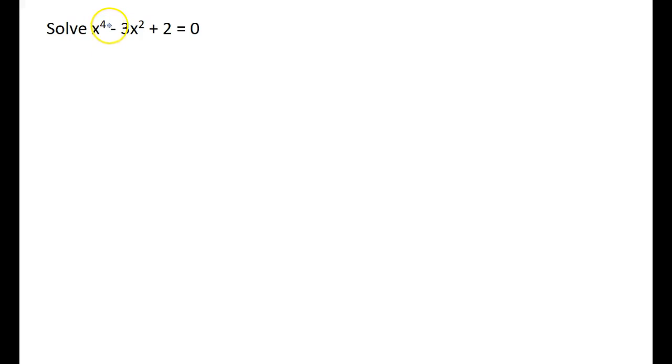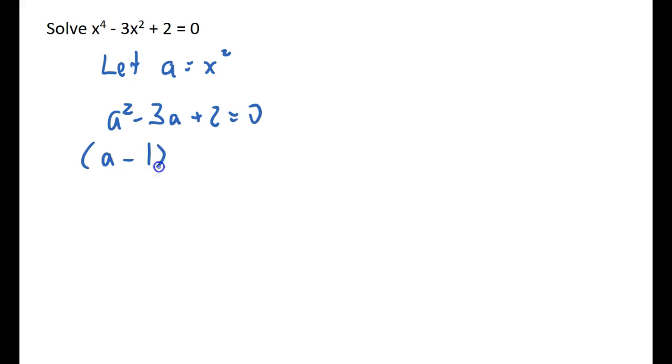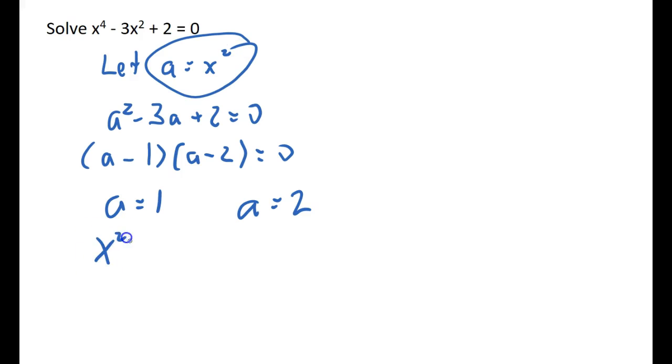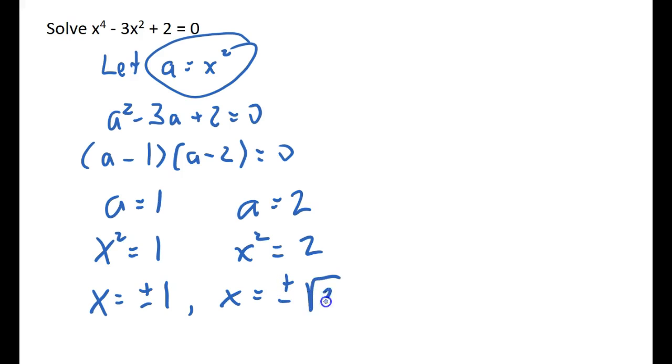Last one, you'll notice that this is the square of that, so it's in the quadratic form. We're going to let a equal x squared. That means this becomes a squared minus 3a plus 2, which factors into a minus 1, a minus 2. So a equals 1, a equals 2. But remember that a is actually x squared. So x squared equals 1, and x squared equals 2. So x equals plus or minus 1, and x equals plus or minus the square root of 2.